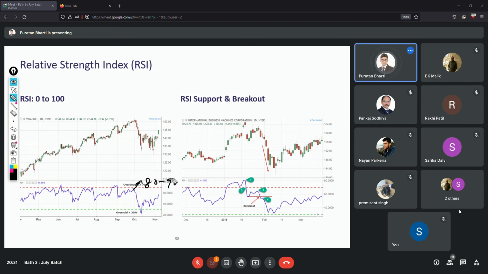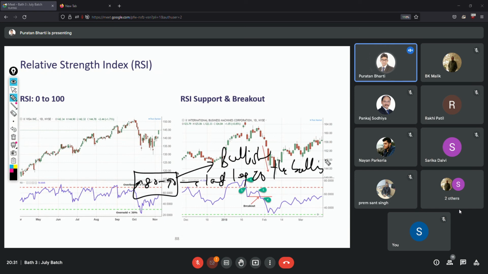80 or 90. This is generally seen during a very bullish phase, or also the last leg of the bullish phase. So you have to be aware of that.